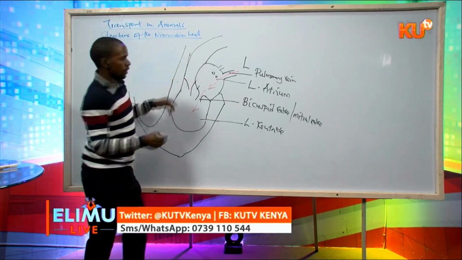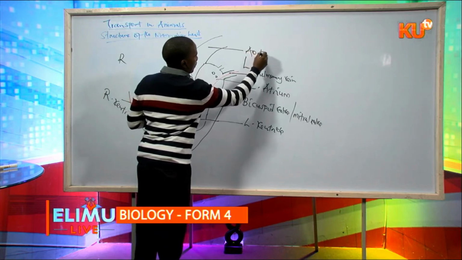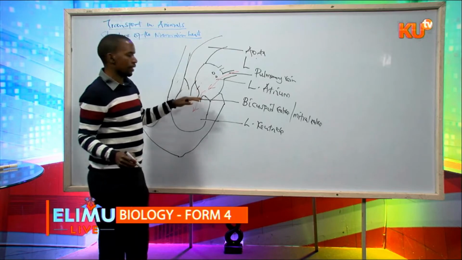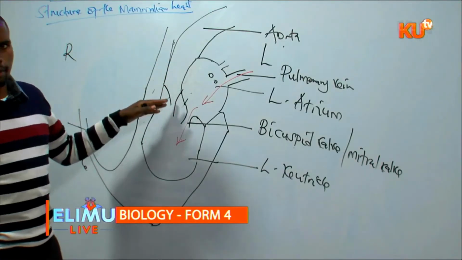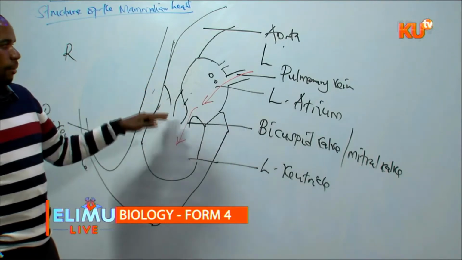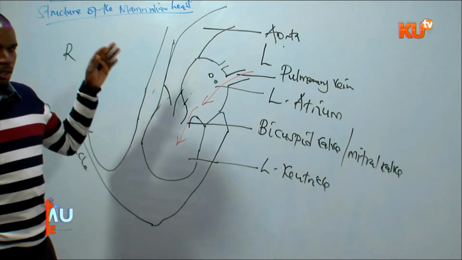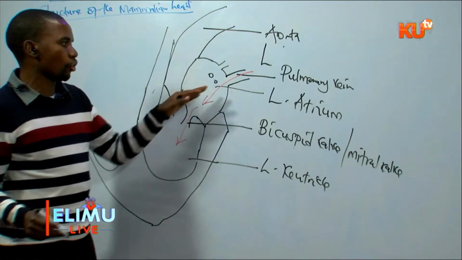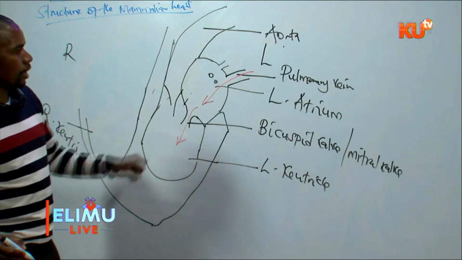This one here, this is what we refer to as the aorta, and this is the largest artery in the heart. The aorta carries oxygenated blood from the heart to all other parts of the body. So we are saying to the head, to the legs, to the arms, and all those other parts. So that is basically the function of the aorta.